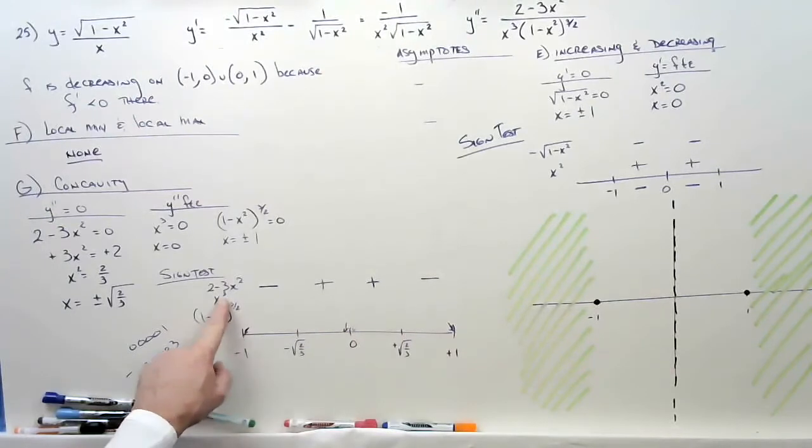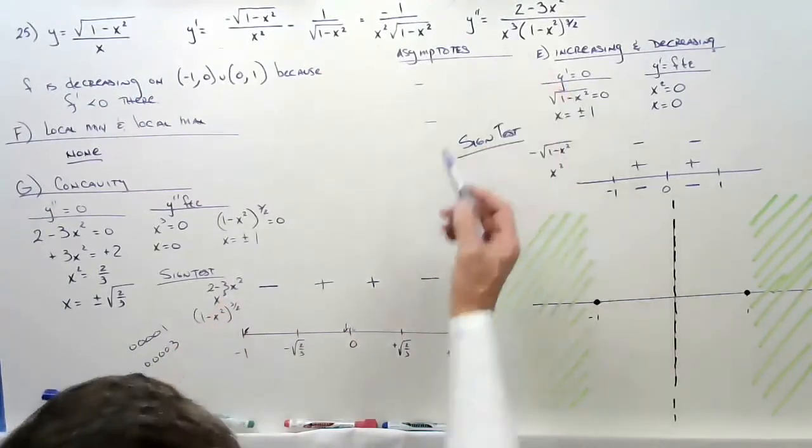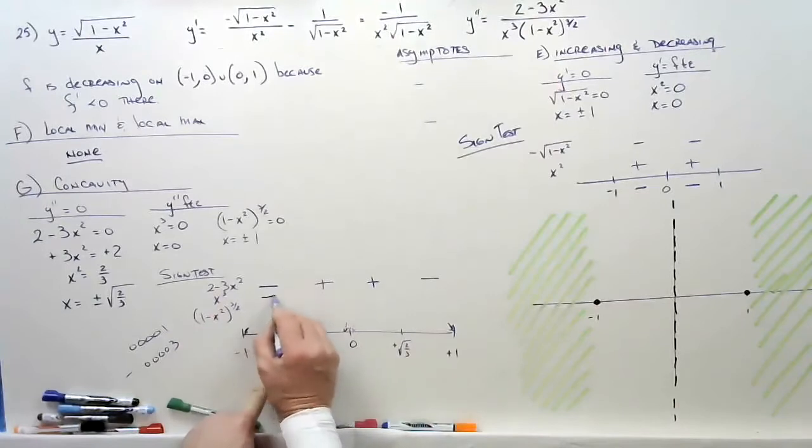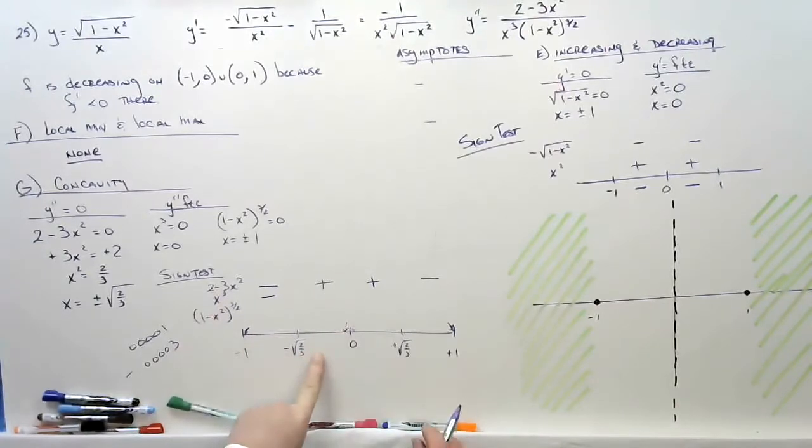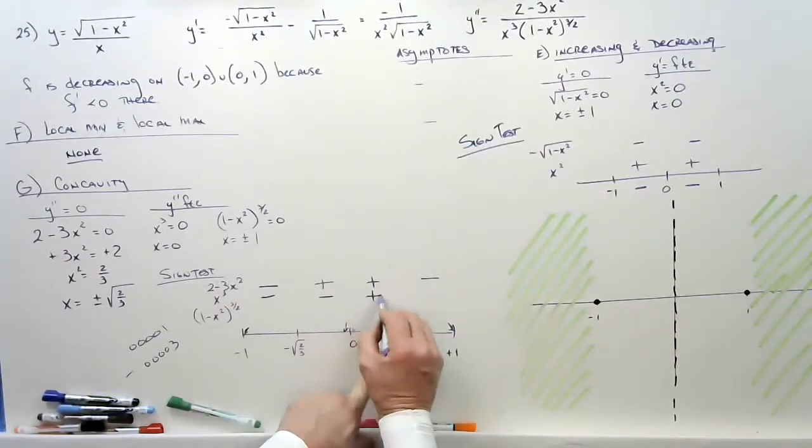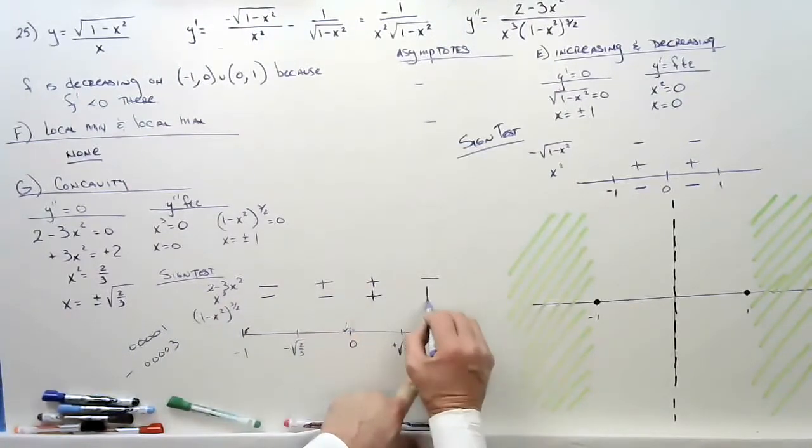Now, that's cubed, right? Cubed. This is negative. When you cube a negative, you're going to get a negative. In here, I get a positive. When I cube a positive, I get a positive. In here, I get a positive. When I cube a positive, I get a positive.